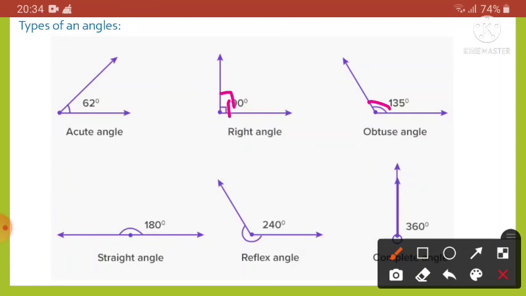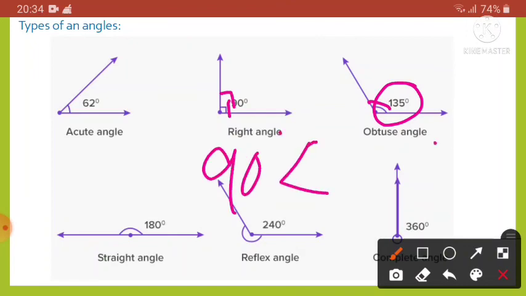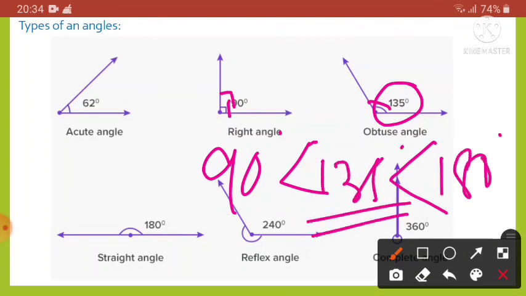Now the next one is the obtuse angle. So what is an obtuse angle? An angle measuring more than 90 degrees but less than 180 degrees is an obtuse angle. Here you can see that the angle is 135 degrees, so it is an obtuse angle because it is more than 90 but less than 180. So 135 is an obtuse angle.